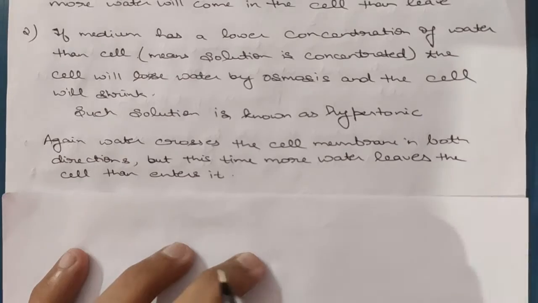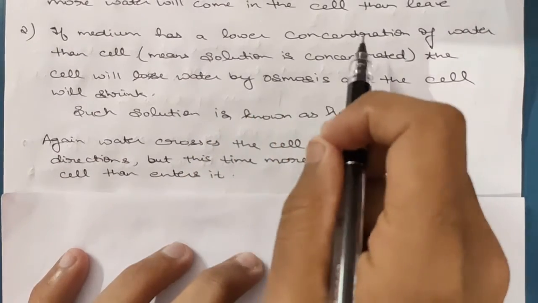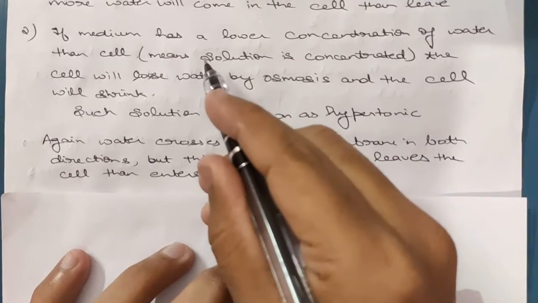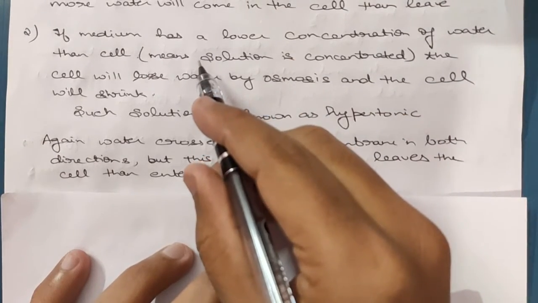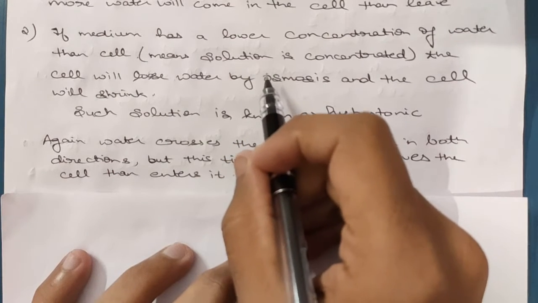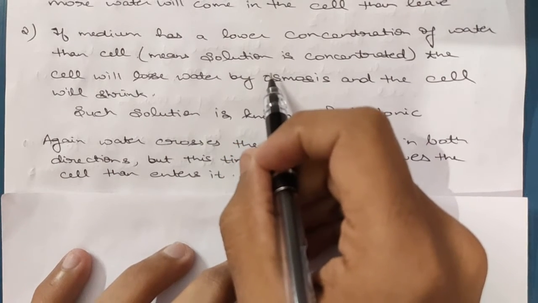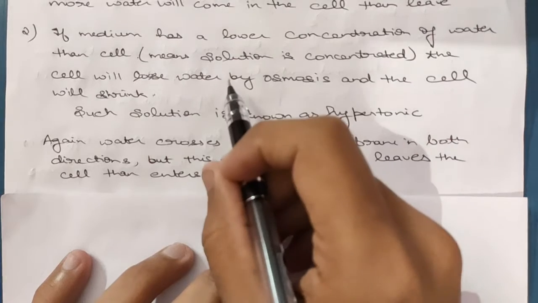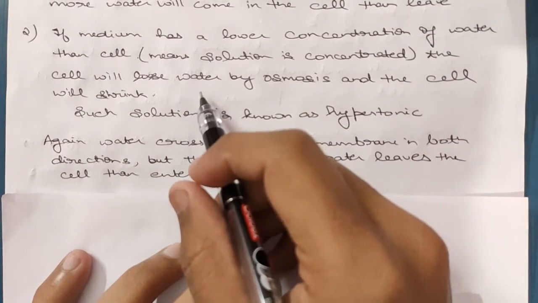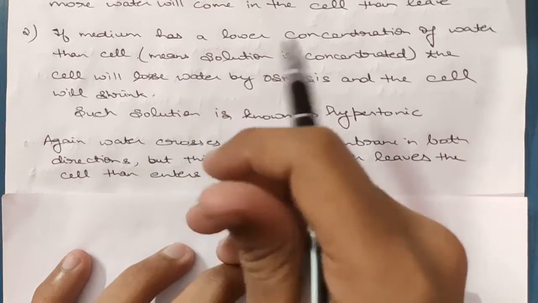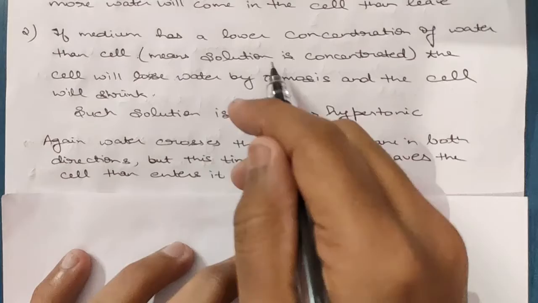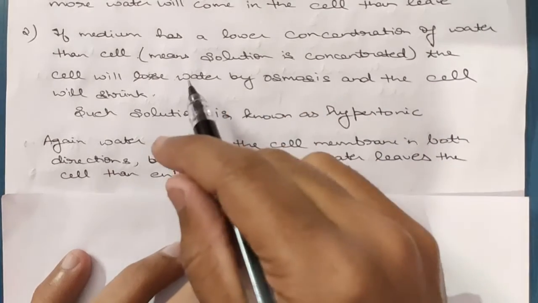The next condition is if the medium has a lower concentration of water than the cell, meaning if outside the cell the water is low in concentration, you can say the solution is concentrated. How is it concentrated? It means the amount of solute, sugar or salt, is more in the solution now. In the previous one, the solution was dilute, meaning the amount of sugar or salt or solute was in less amount. Here it is in more amount, so it has a lower concentration of water than the cell.